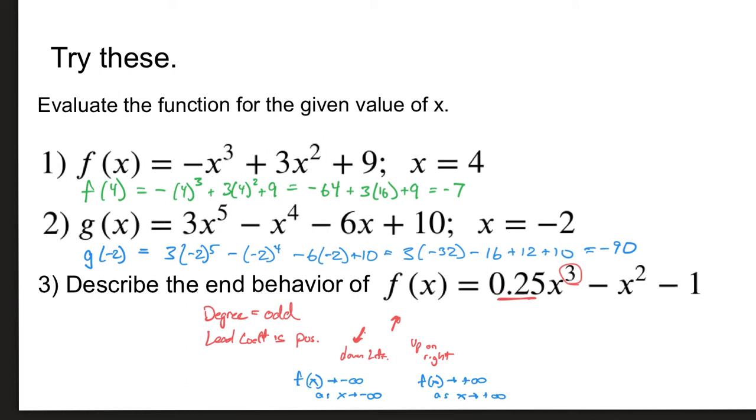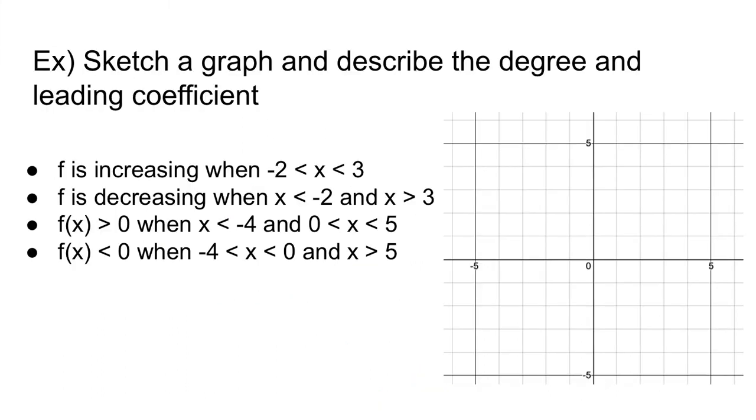All right, let's take a look at another problem. For the final problem, we're going to try to create a graph that has all 4 of these characteristics. So we want to draw a function that is increasing when x is between negative 2 and 3, and then decreasing when x is less than negative 2 and x is greater than 3.